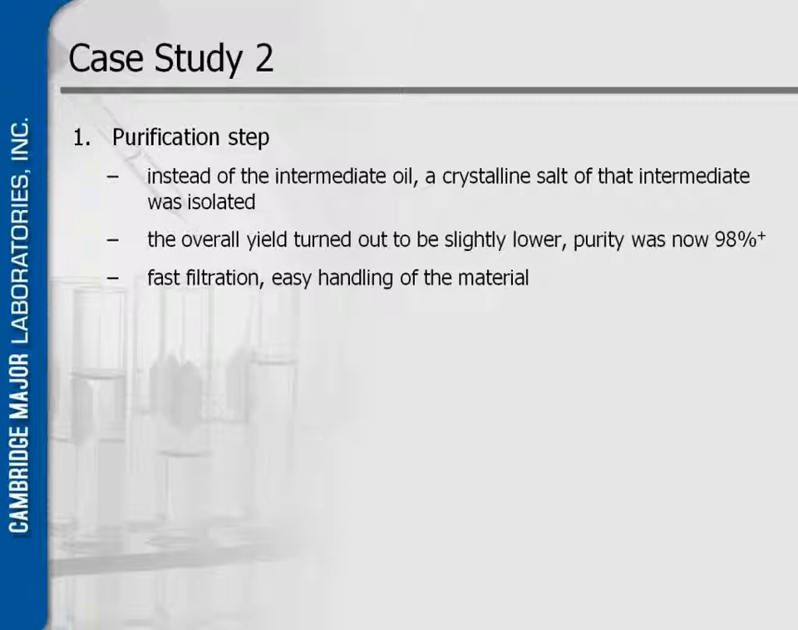You can see that you have better control of the process. The isolation was also a very fast filtration, so not really anything wrong with this purification step. It was just adding a counter ion, which could be done without any other changes to the process itself, and instead of isolating an oil, you get a crystalline salt.